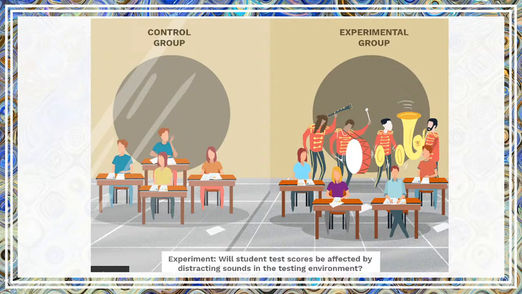So, for example, in this picture, we can see a control group and an experimental group. And the experiment asks whether student test scores will be affected by distracting sounds in the testing environment. And so, by these experiments, we can show how noisy sounds or a nervous situation can affect students.